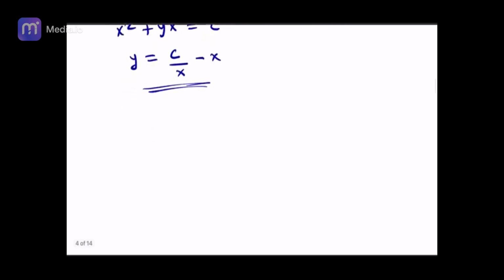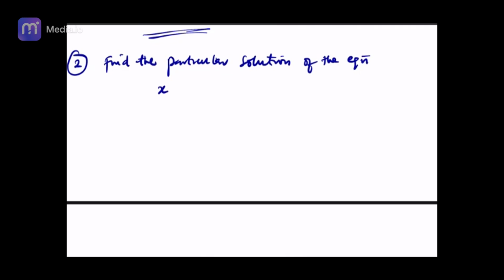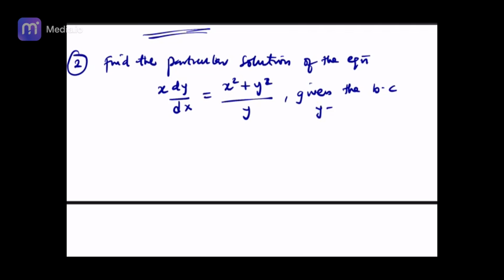To see another example, we have this problem 2. They said find the particular solution of the equation. The equation is x dy/dx is equal to (x squared plus y squared) all over y, given the boundary condition y is equal to 4 when x is equal to 1.